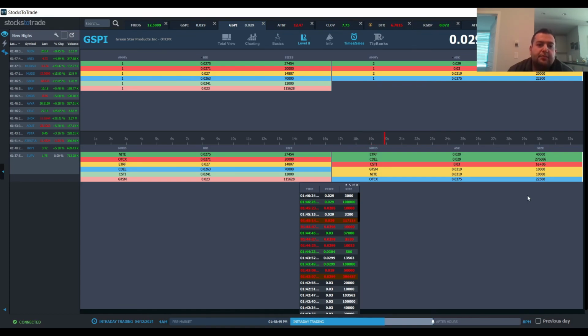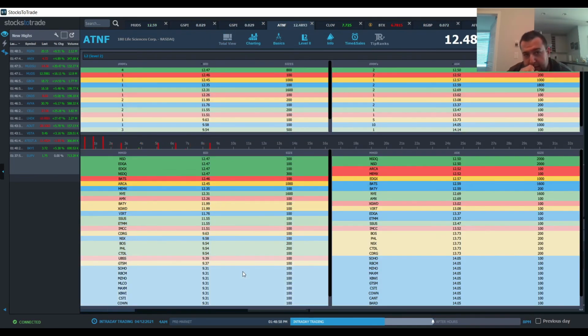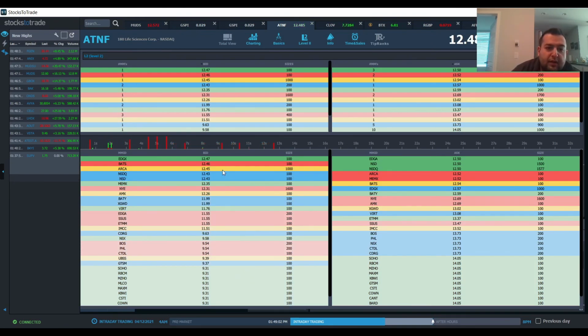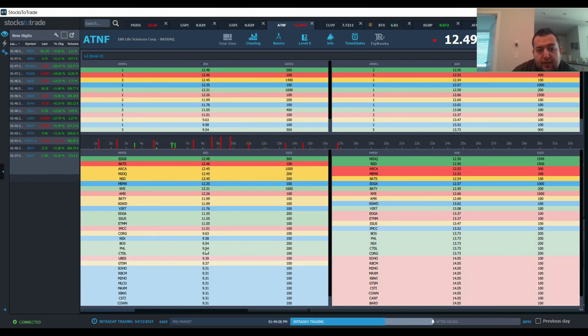Now, in tandem to watching level two, let's go look at something, for example, like ATNF, and let's open up this one right here and take a look at a listed play. And you can see here there's a very wide spread between buyers. What is it, from 12 to 930? So $3 a share and $2 a share.